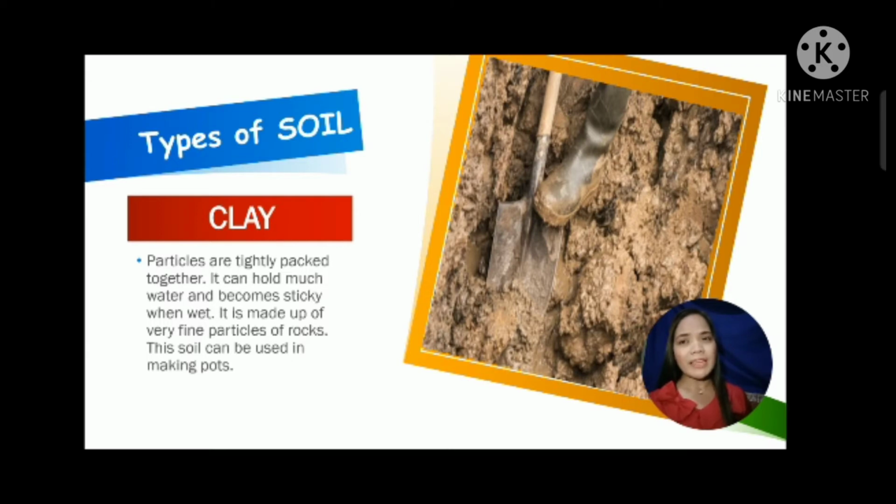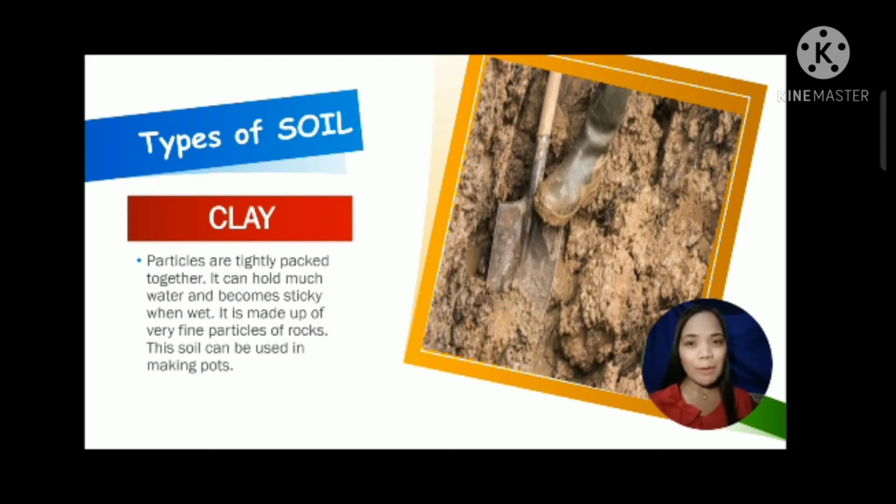Also, we have different types of soil. The first one is the clay. So, let's observe the picture that you can see on your screen. How can you characterize the clay type of soil? Okay, based from the picture, we can say that the particles of the clay soil are tightly packed together. It can hold much water and becomes sticky when wet. It is made up of very fine particles of rocks, and this soil can be used in making pots.